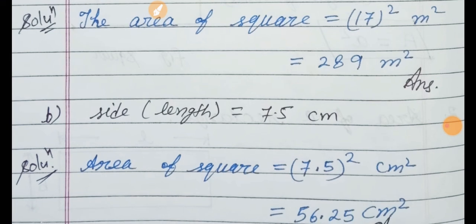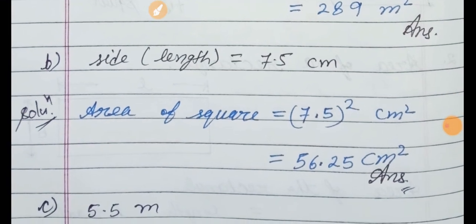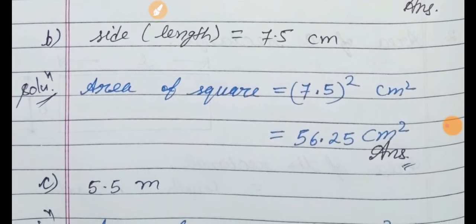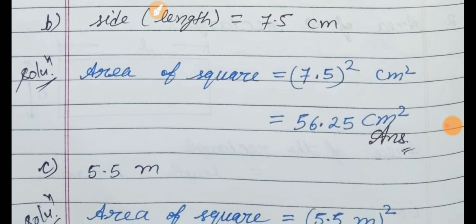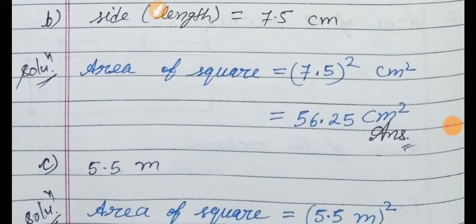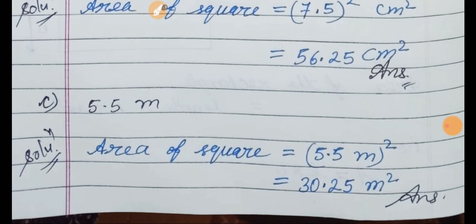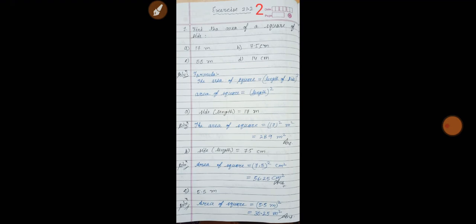Now for B, side of the square that is length is equal to 7.5 centimeter. Side is given, and you know the formula: area of the square is equal to side square. Side that is length, which is 7.5 centimeter. So by the multiplication of 7.5 with 7.5, that is square of 7.5, we will get 56.25 centimeter square. Same concept here also: 5.5 square is equal to 30.25 meter square, that is the area of the square which has the side 5.5 meter.